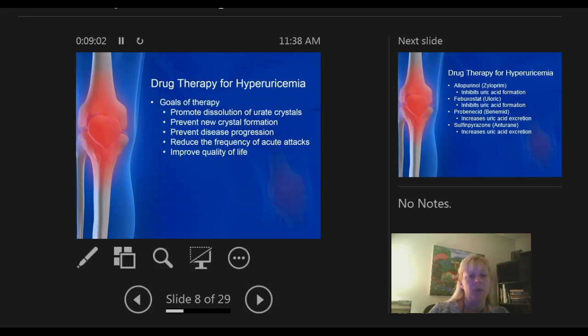All right, so what are your goals of therapy for someone that comes in with hyperuricemia? You have deposits of uric acid crystals in your joints, or one joint or two joints. So what's your goal of therapy? Well, you want to get rid of those extra crystals forming in your joints, right? Not only that, you don't want that to happen again, because someone who's in a lot of pain is like, I want this to go away and I don't ever want this to come back. So you want to prevent the disease progression, reduce the frequency, and improve your quality of life.